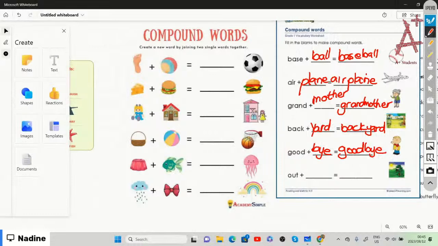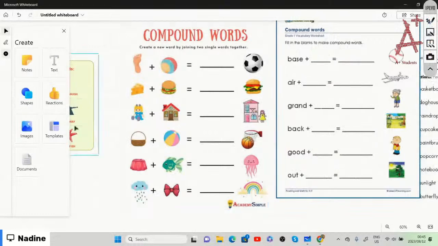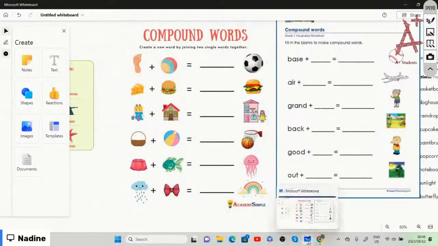And the last one, out plus side. Out plus side, those are the two smaller words, and we need to create a bigger word, which is called the compound word, and that is outside. All right, so that is our compound words that we created, either by filling in the blanks to make a compound word or by joining two pictures in order to get a compound word.